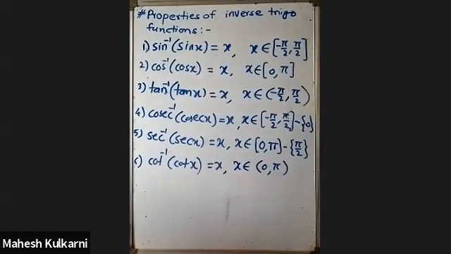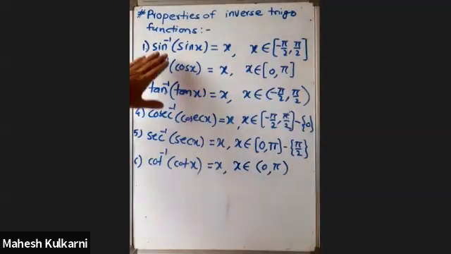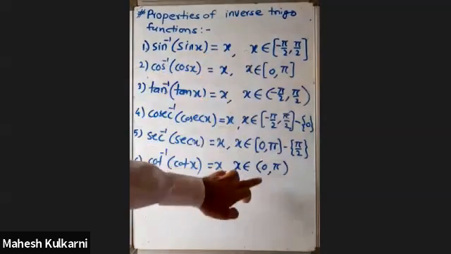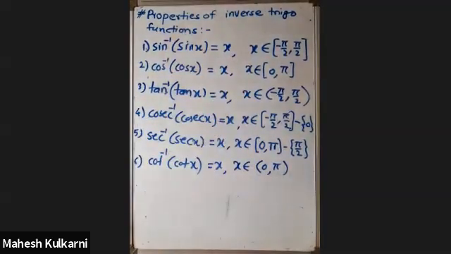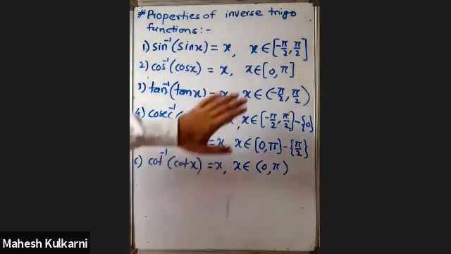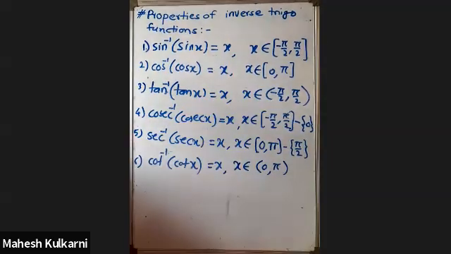So these properties are applicable subject to these conditions on x. And if x is not in that interval, then you have to adjust this with the help of the allied angle, just as we solved the sums. First of all, we have to adjust x to get the value of x in this interval.